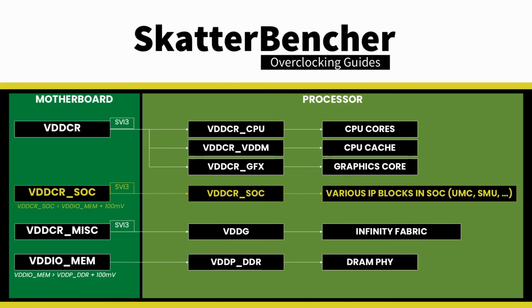The VDD-CR SoC voltage rail provides the external power for multiple internal voltage regulators on the SoC for the various IP blocks, including the memory controller. The VDD-IO memory voltage rail is related as it provides the external power for the VDD-P DDR5 bus signaling.